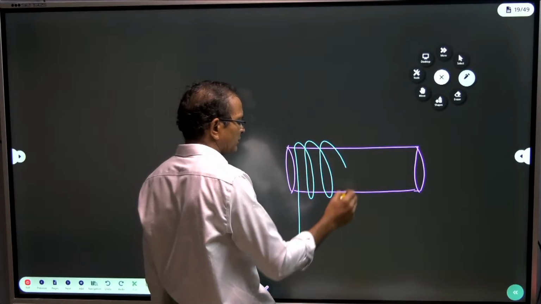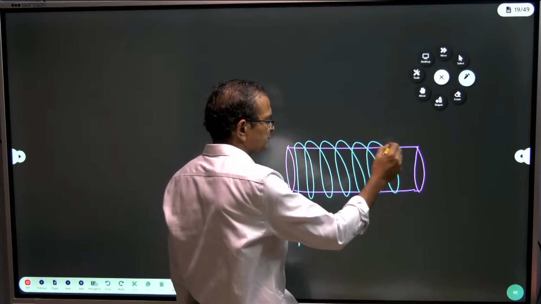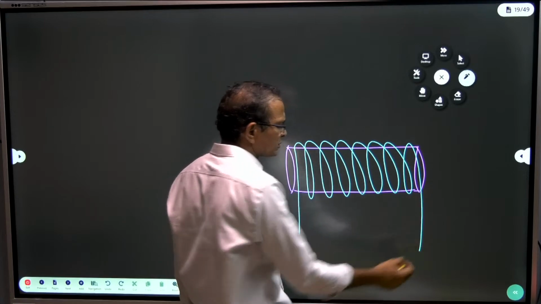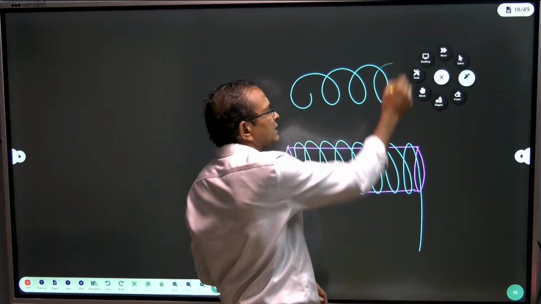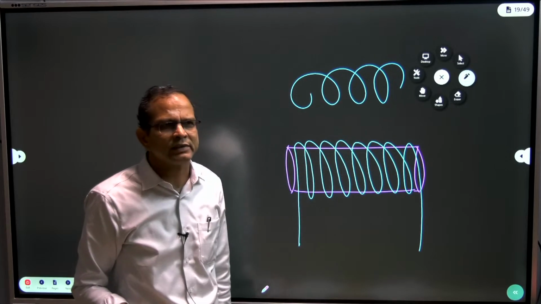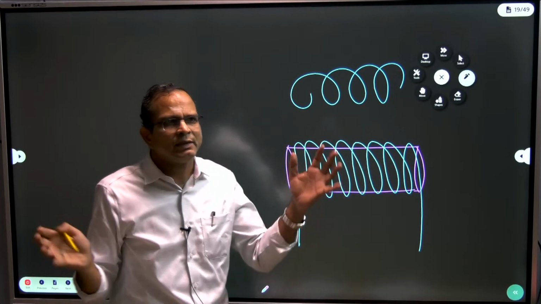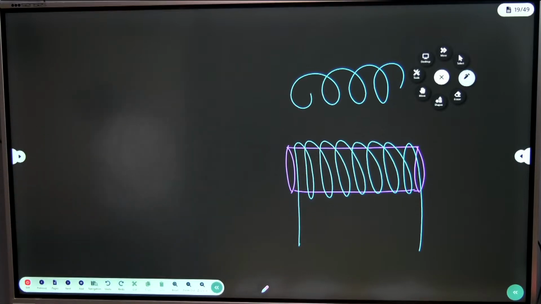I have drawn the diagram. Look at this. What is a solenoid first of all? It is helical. If it is like this, it is called a solenoid, helical. But it should not just be helical, it should be tightly packed. A tightly packed helical coil is called a solenoid. Understood? A tightly packed helical coil is called a solenoid.